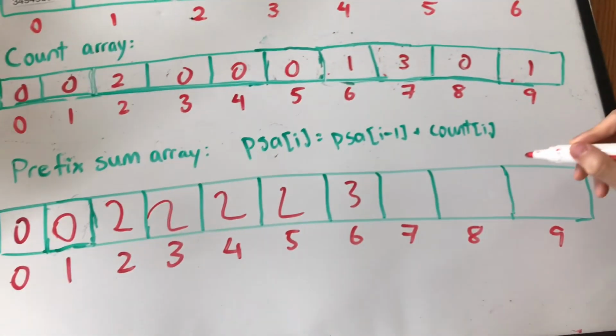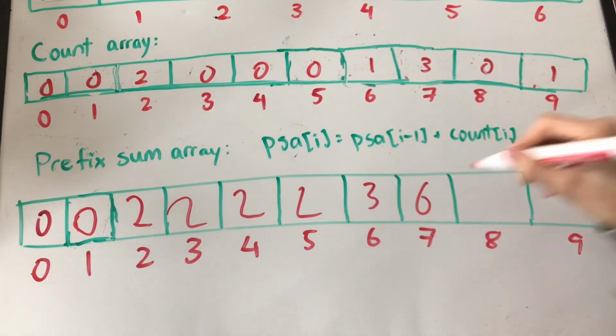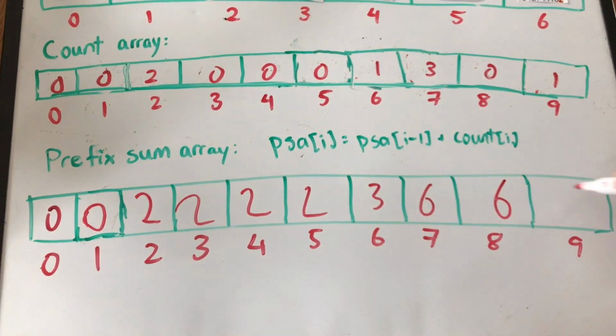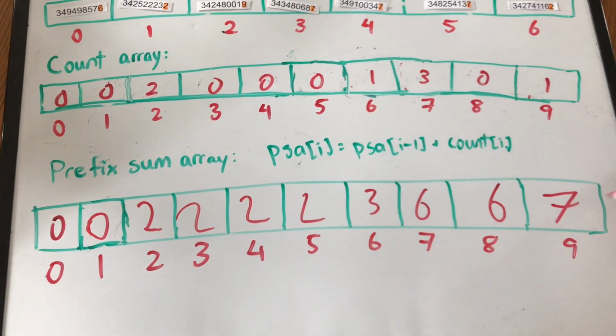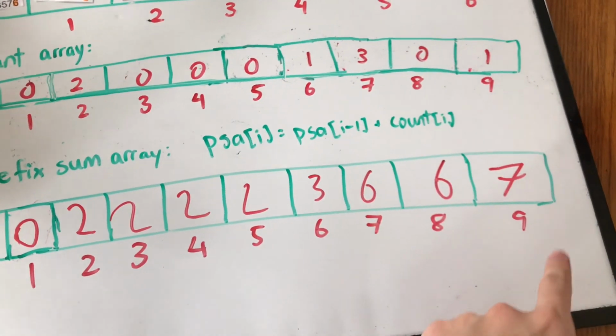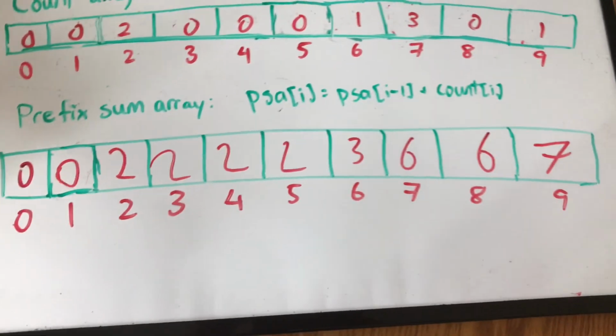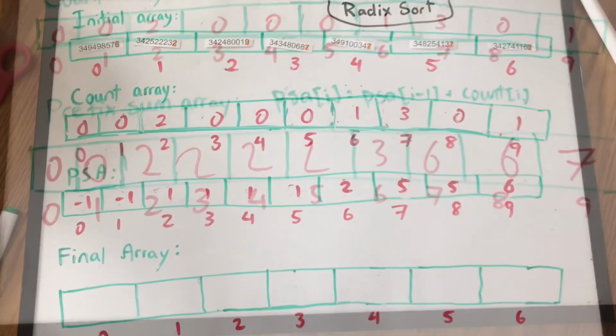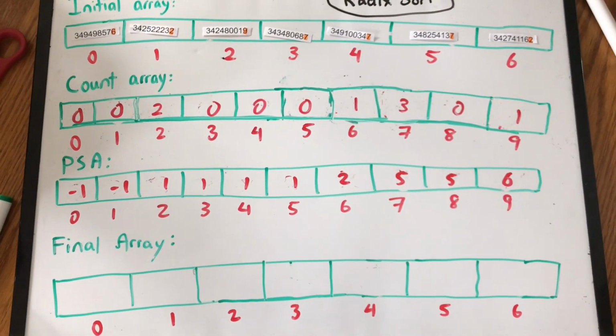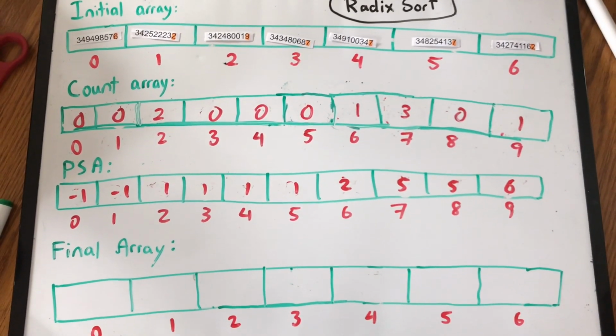And then 6. And 6 again because nothing's being added to it. And finally 7. And actually that checks out because the very last number should have everything included in it. And we started with 7 numbers, and so the prefix sum array for 9 should be equal to 7. That makes sense. After calculating the prefix sum array, I have rewritten it now for 2 reasons.